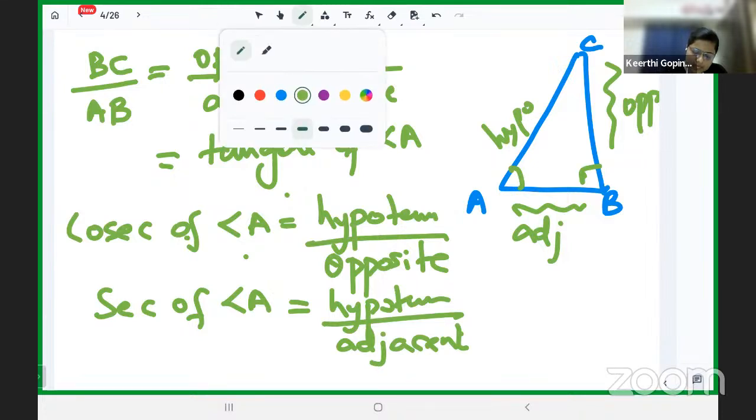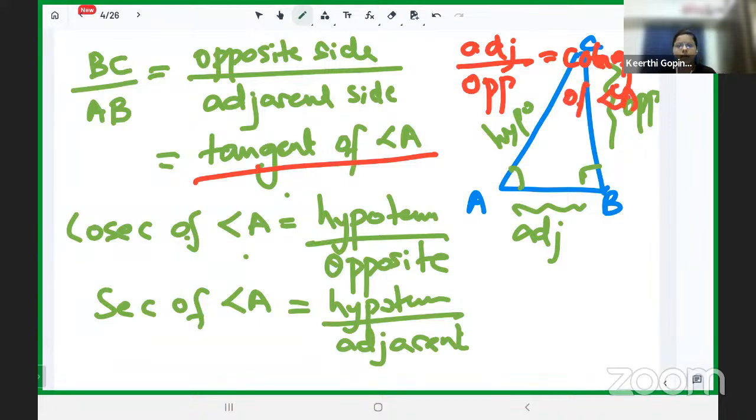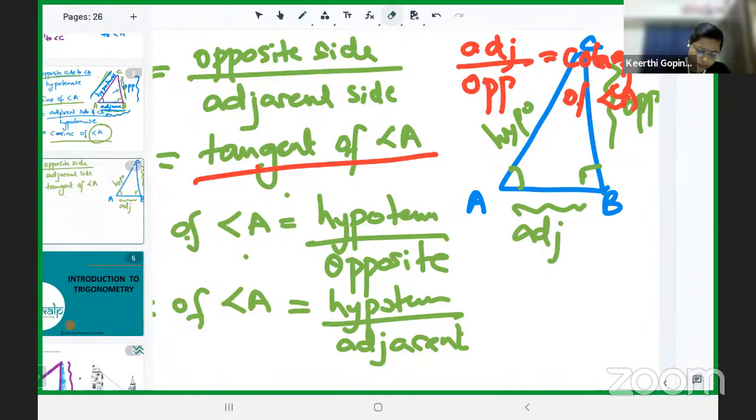Now, on this page itself, we have defined tangent of angle A. If I take the reciprocal of that, what will happen? Opposite side by adjacent will become adjacent by opposite. That is nothing but cot of angle A. Cotangent of angle A. Adjacent by opposite is nothing but cotangent of angle A. So, we are just concluding everything.